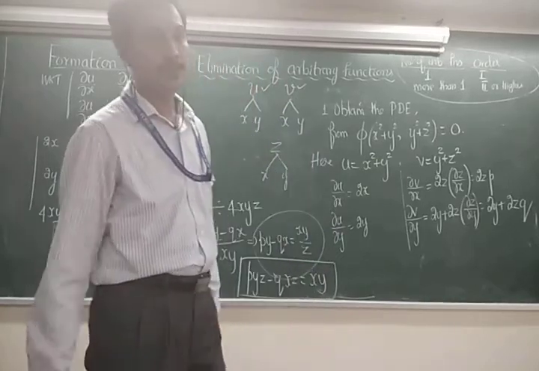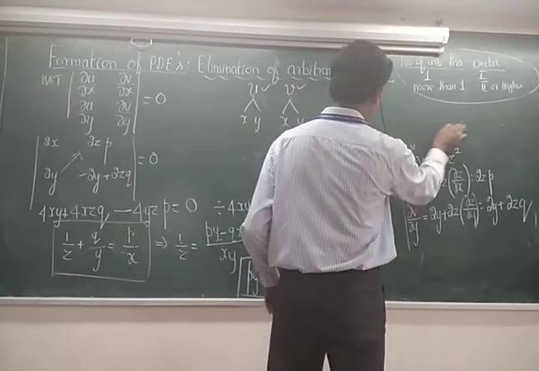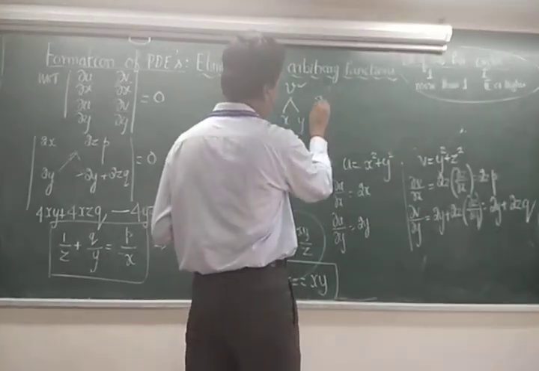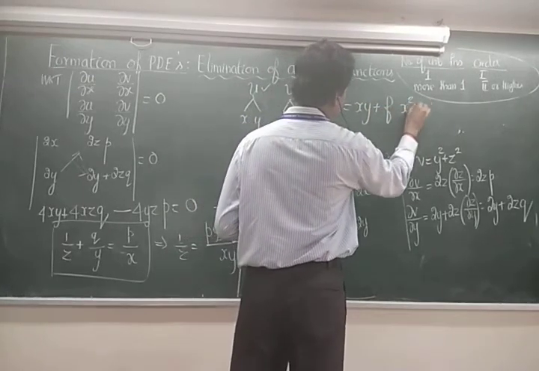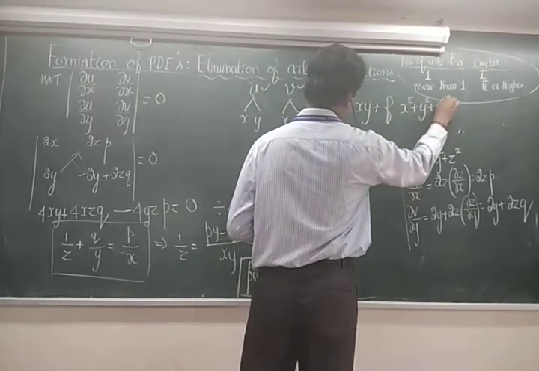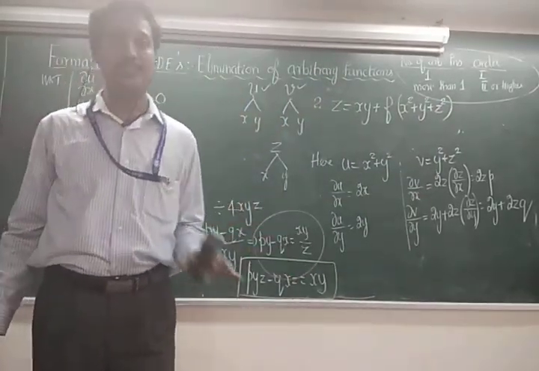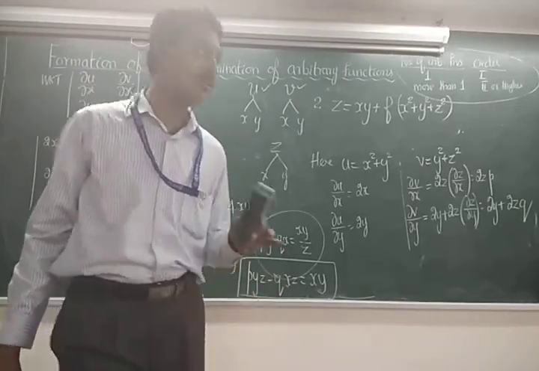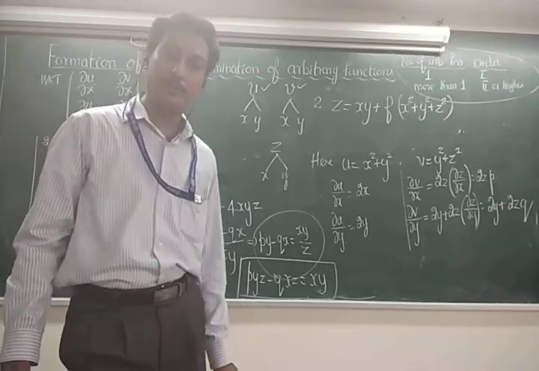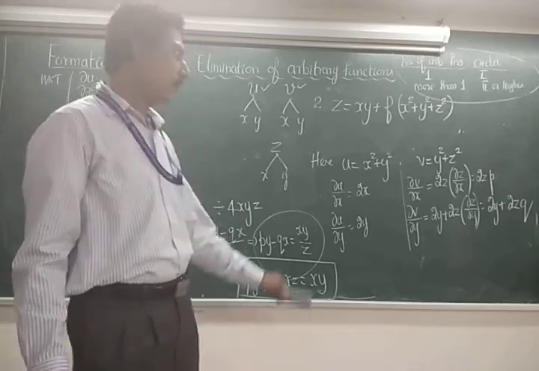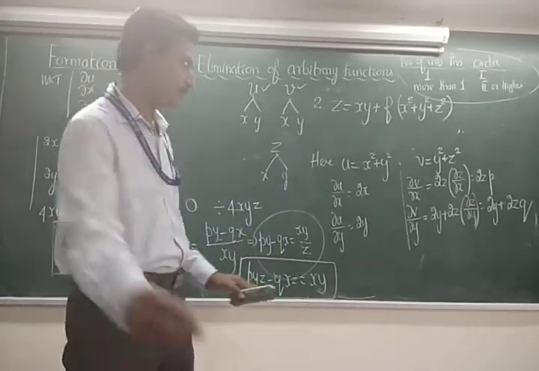See the second sum. Suppose the question is: obtain the PDE from z is equal to xy plus a function of x squared plus y squared plus z squared. See, this is the given relationship between x, y, z in terms of an arbitrary function. How many functions are there? Only one. z is equal to xy plus f of x squared plus y squared plus z squared. Is it possible to rewrite this into the phi of u comma v model? Yeah, we can do. How? Let us see that.